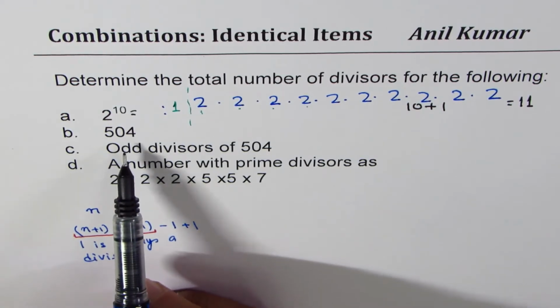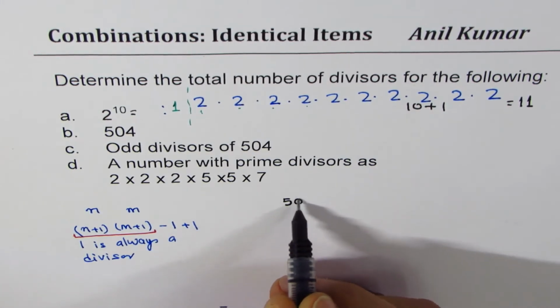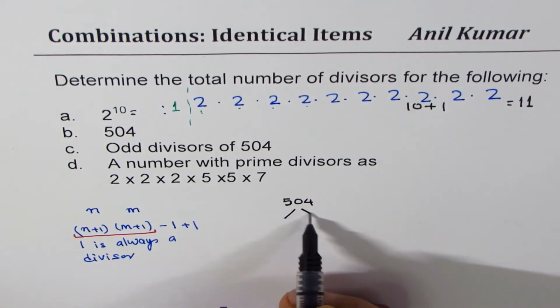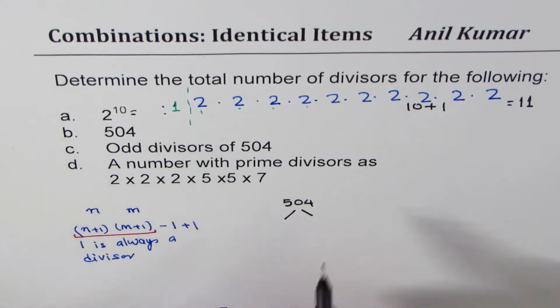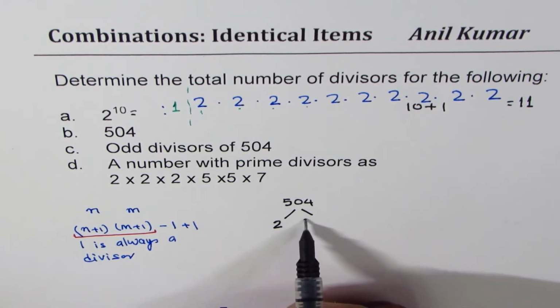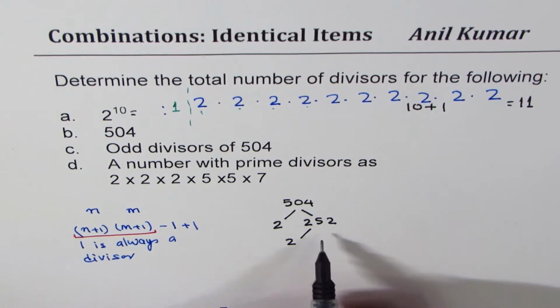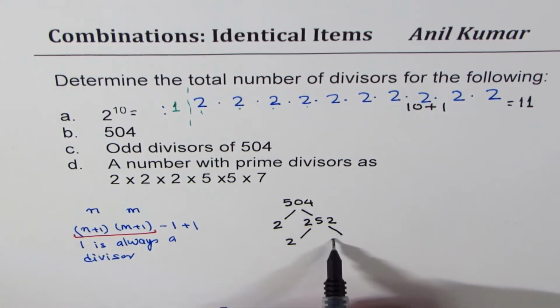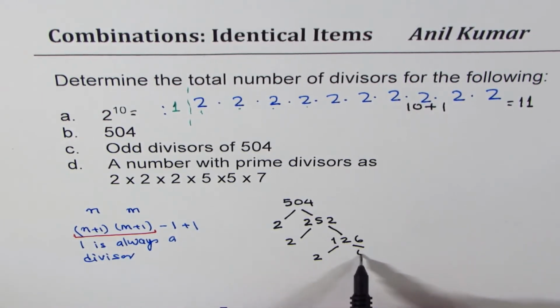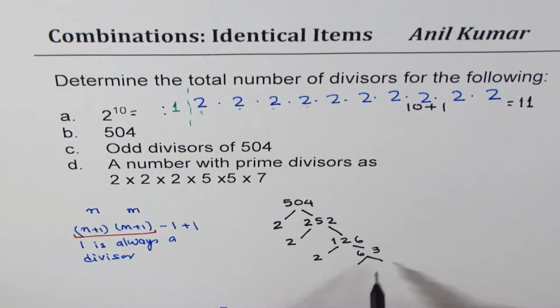Now, let's get back to the second number, which is 504. We have just written it as such. Let me do prime factorization of 504 to elaborate on the method. So, 504, we could divide by 2, for example. It gives me 252. We can again divide by 2, so we are doing prime factorization. That gives 126. Again, we can divide by 2, and we get 63. And then 63 is 7 times 9.